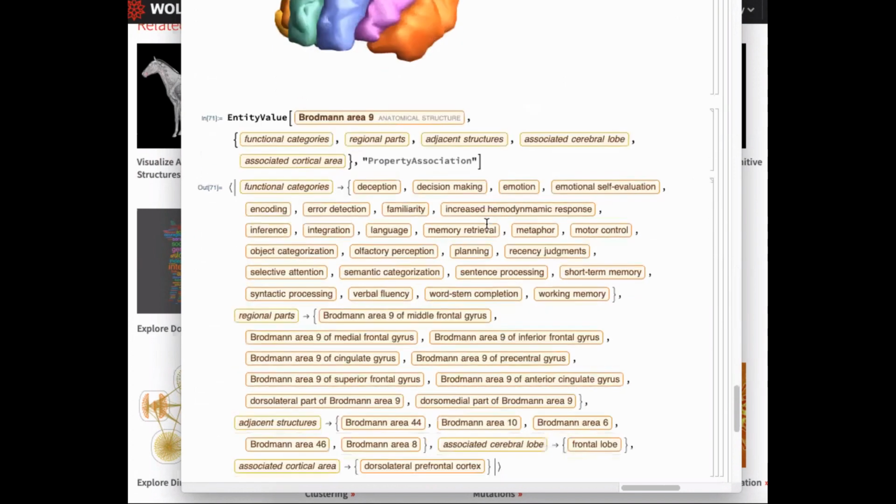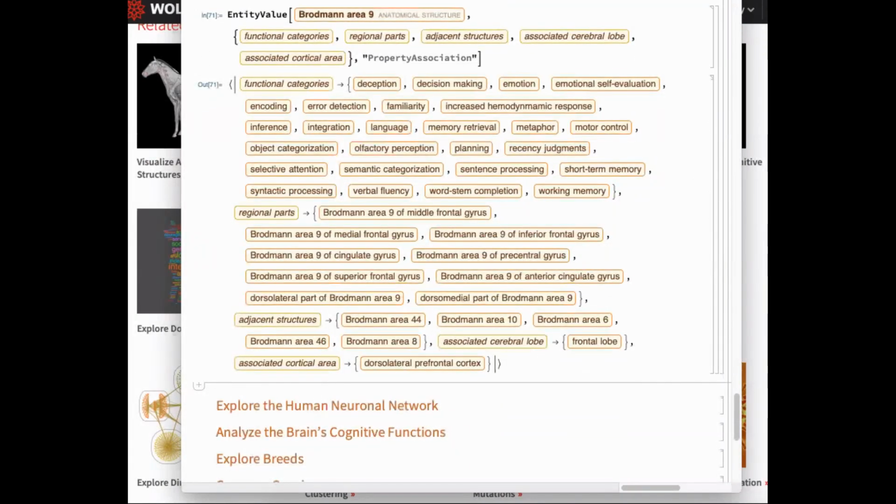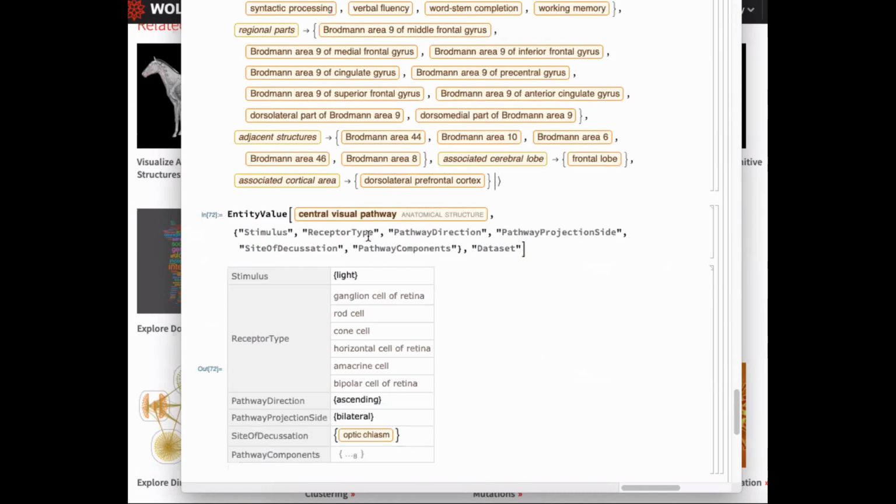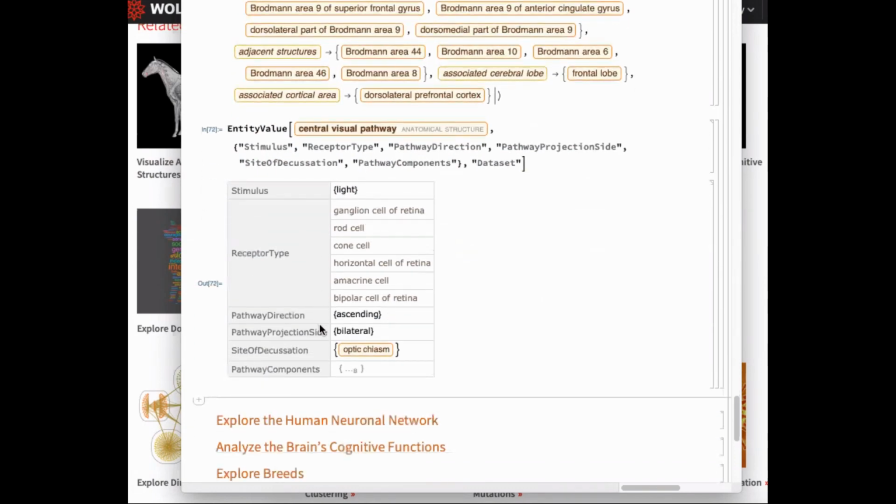And not limited to individual brain subparts, you can also analyze the components of a nerve pathway. Here you get the components of the human visual pathway. And you can get the receptor types, pathway components, direction, and so on. And of course, you can visualize the pathway using AnatomyPlot3D.